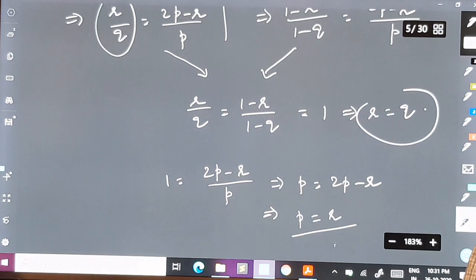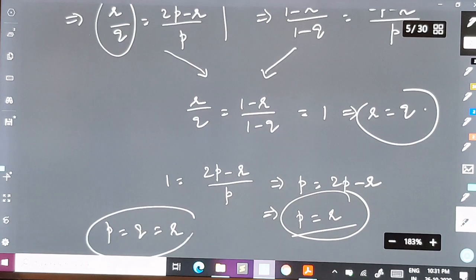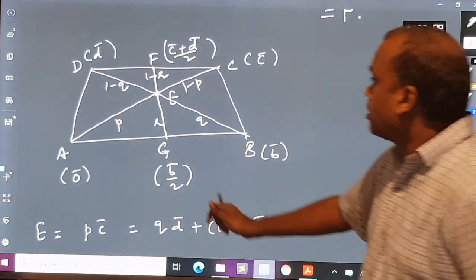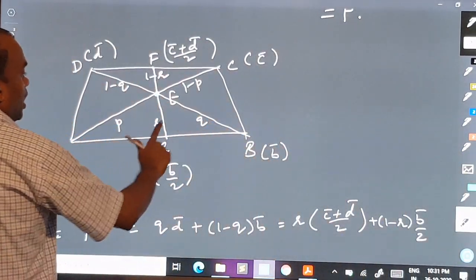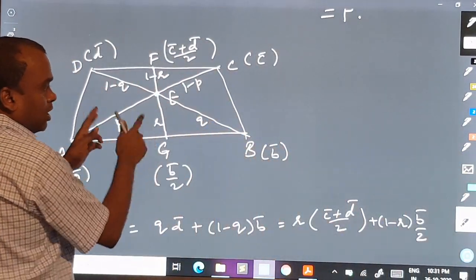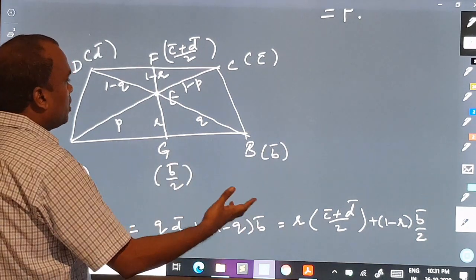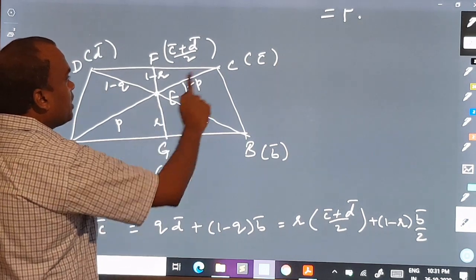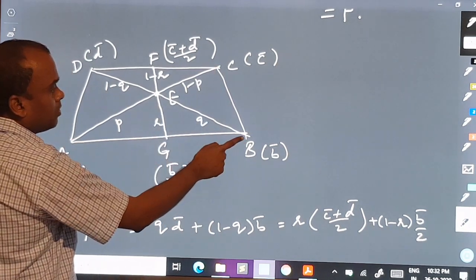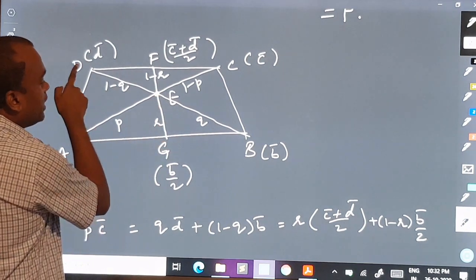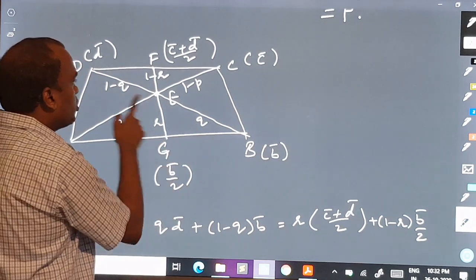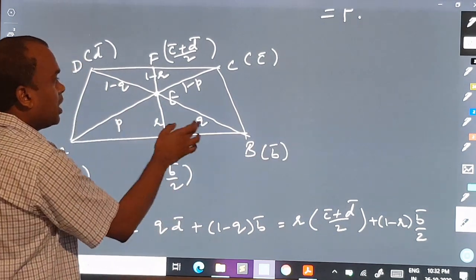So observe that ultimately I am getting p is equal to q is equal to r. So we now understand these p, q, r are equal, which means these ratios are the same. And now I want you to observe that we have AE by EC is equal to BE by ED, because observe that this is p by 1 minus p, which is same as q by 1 minus q, because p and q are equal.